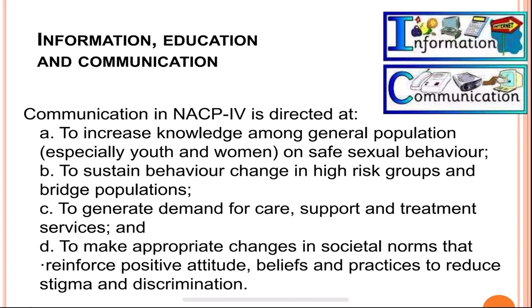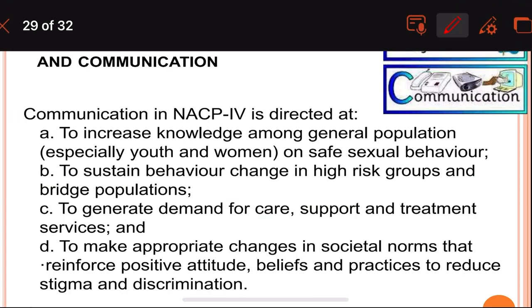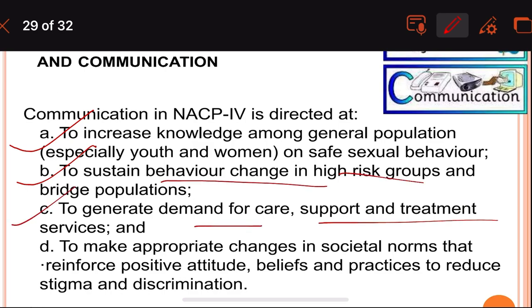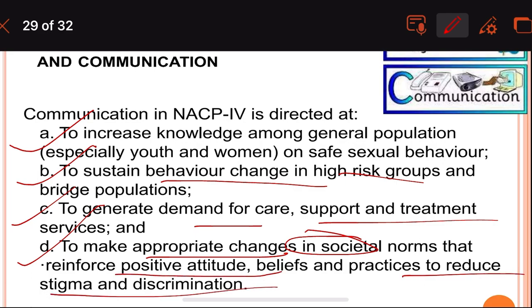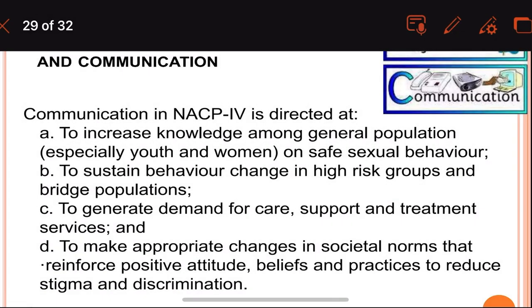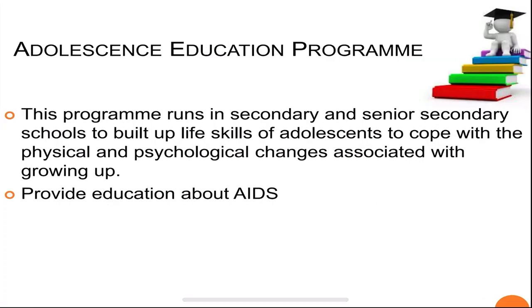Okay, so this is about information, education, and communication, where we are increasing the knowledge among the general population, bringing in behavioral changes in the high risk group, generating the demand for care, support, and treatment, and providing appropriate changes in society so that we can bring a positive attitude and reduce the discrimination and stigma. Following, we have the Adolescents Education Program.